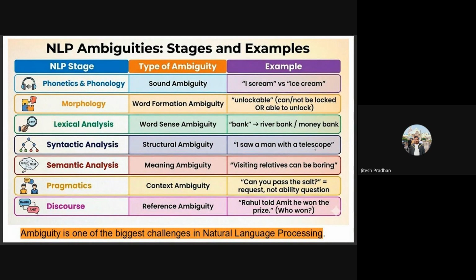So these are the ambiguities present in natural language, and handling this ambiguity is a very difficult and tedious task. That's why NLP is challenging, and it is very in demand right now.